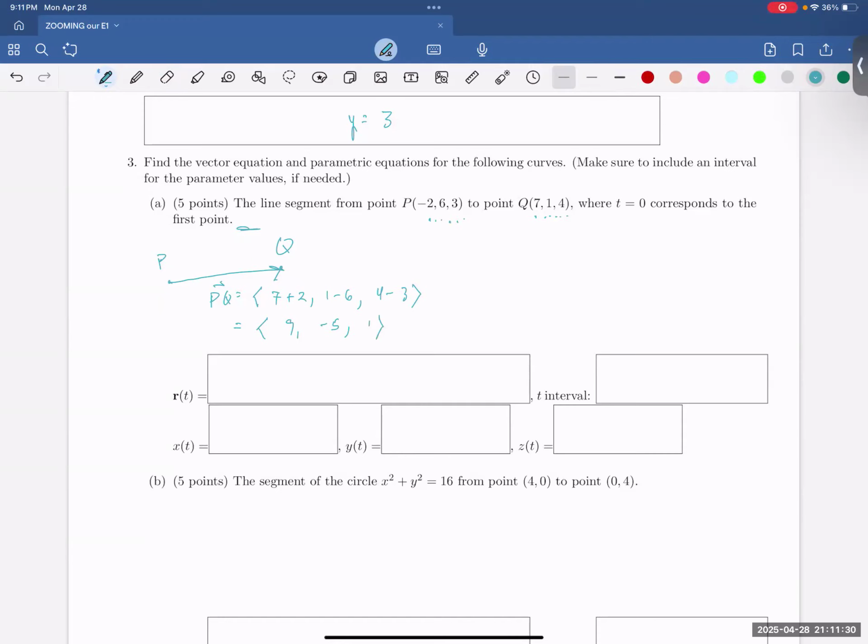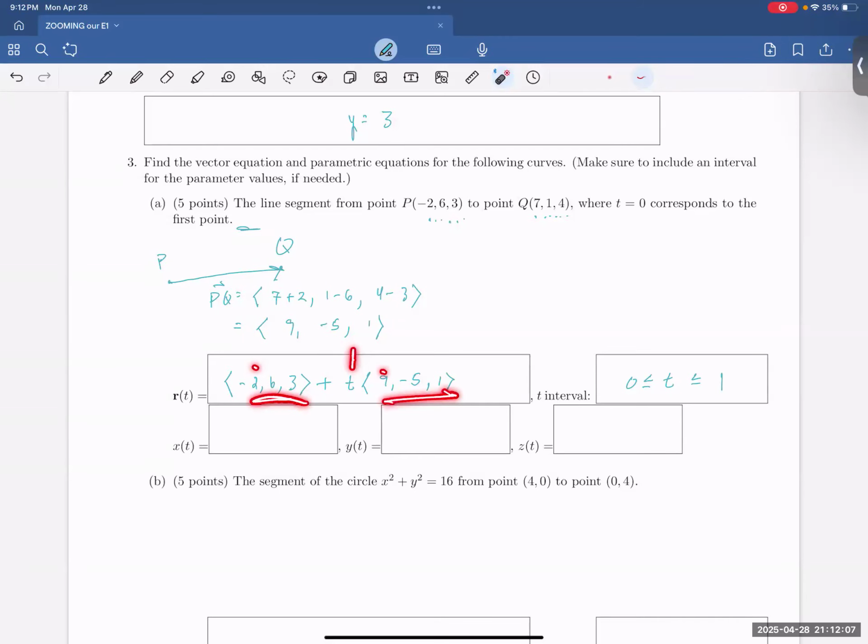That's our direction vector. So then our line segment, let's see, r of t is going to take the initial point as a position vector, -2, 6, 3, plus a scalar multiple t of 9, -5, and 1. That should work. Time being from 0, I think, to 1.